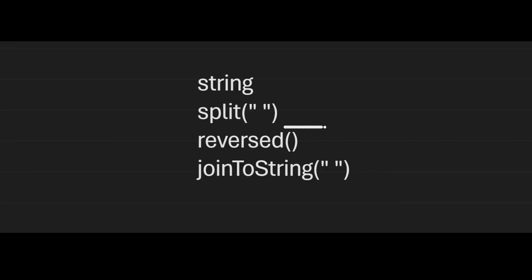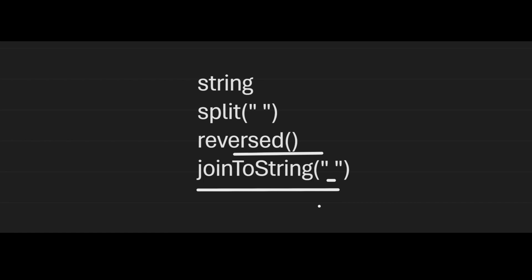Let's solve this question by using inbuilt functions. As I'm using Kotlin, there are inbuilt functions which make this problem solving very easy. We can take the string and then split it by a space, which will give us a list of words, and then we can use a reverse function on it, which will reverse the order of the words, and then we can join them into a string with a separator, which is a space, and then we can just return that string.